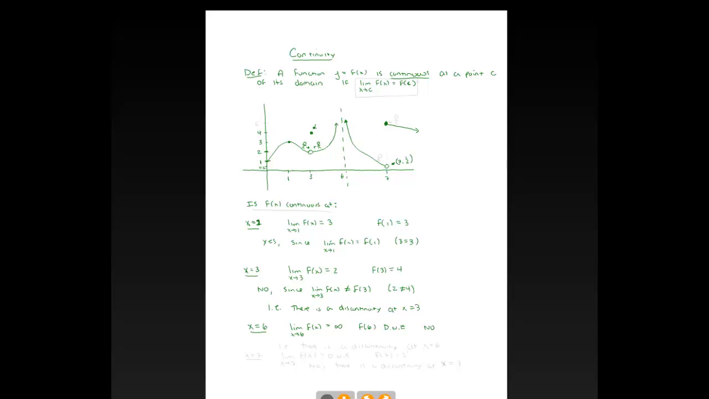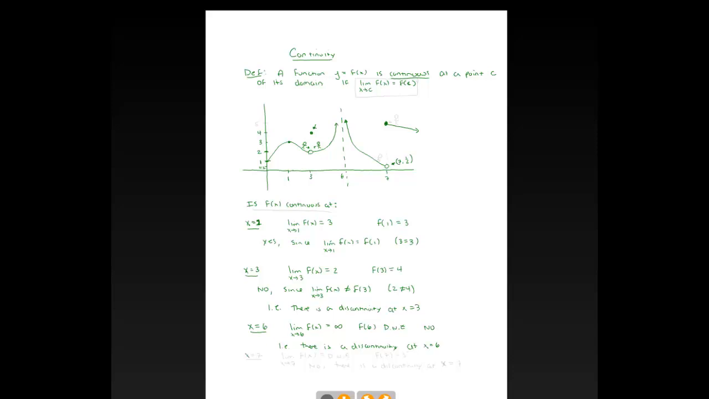After I gave the explanation above, I think you get the idea. But to answer the question, it's not continuous at x equals 6. So we'd say there's a discontinuity at x equals 6. I'll write that. Discontinuity at x equals 6.